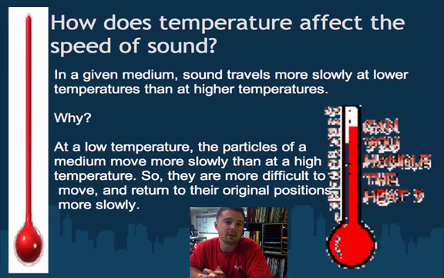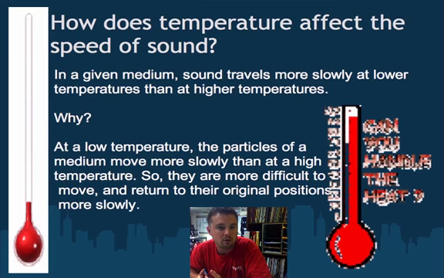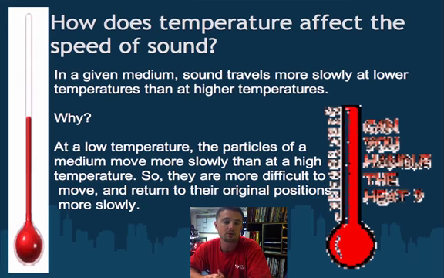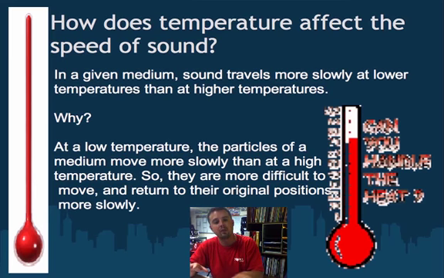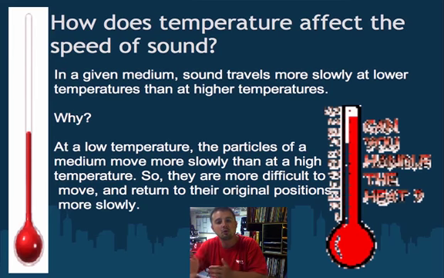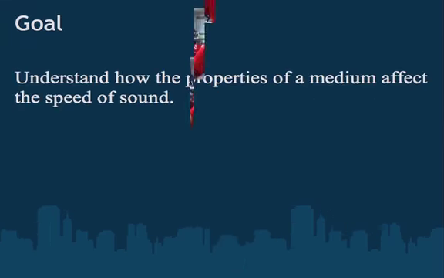Temperature also affects the speed of sound. In a given medium, sound travels more slowly at a lower temperature than at higher temperatures, and we already saw that. Now, why does that happen? At a low temperature, the particles of a medium move more slowly than at high temperatures. So it's all about the speed of the particles. They're moving slower, so they are more difficult to move and return to their original positions more slowly. You can imagine that if you're really, really cold, you always want to clump together, and it's not easy for you to move and change and do other things when particles are really, really cold.